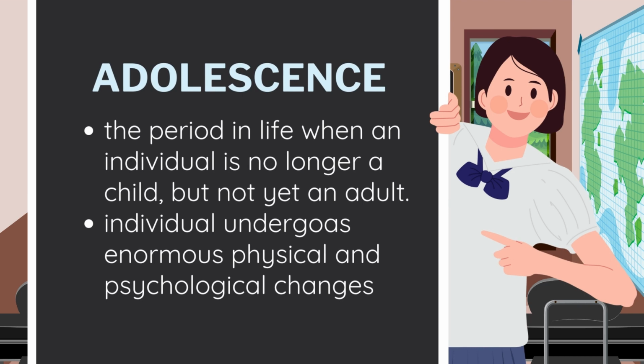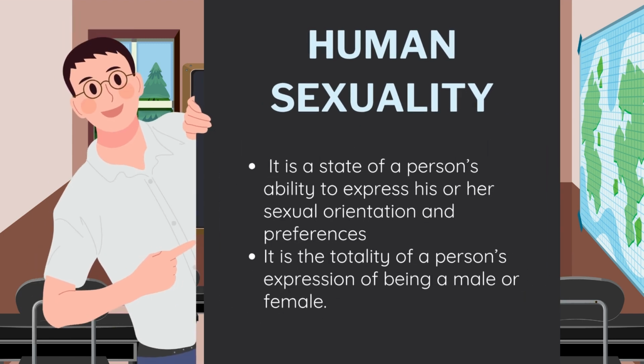Adolescence, like you, has been described as the period in life when an individual is no longer a child but not yet an adult. It is a period in which the individual undergoes enormous physical and psychological changes. Some of these changes that are very observable are the onset of menstruation for the female and the development of a deeper voice for the males. So, this period may also bring many issues and concerns that teenagers like you might be curious about and might have a great influence on your lives. So, one of these issues is human sexuality.